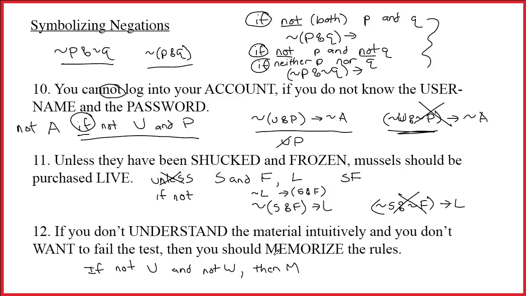So if not U and not W, then M. Well, here we have the two nots in front of the U and the W, so I hope that in this case it's really just obvious that we want tilde U and tilde W arrow M. Yeah. When you've got the extra nots there to make it obvious what's going on, then people are much less likely to make mistakes. Okay, so let's be clear about what's going on.